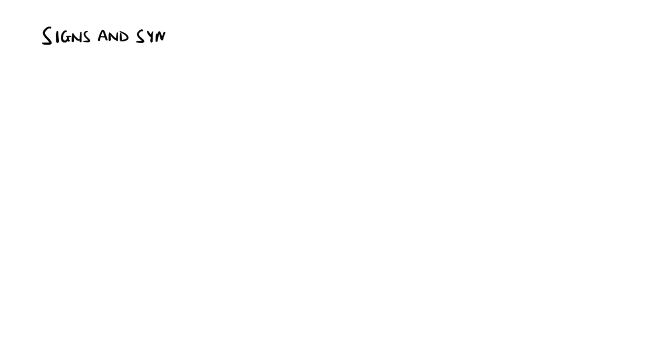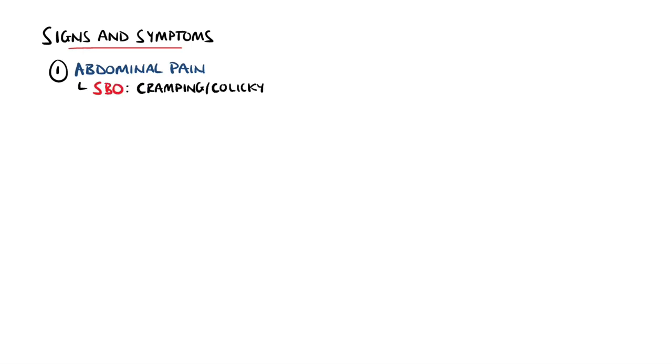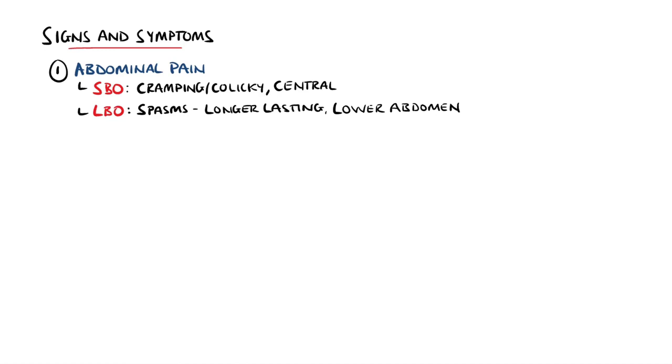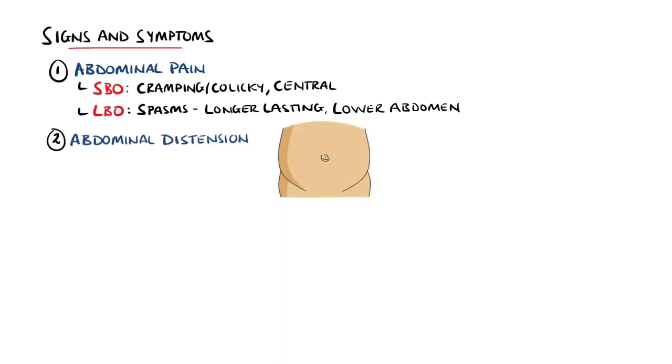Patients with intestinal obstruction will typically manifest abdominal pain, which in small bowel obstruction is usually a cramping or colicky pain in the center of the abdomen due to peristalsis that may be working against the obstruction. While in large bowel obstructions, the spasms typically last longer or are continuous and are felt lower in the abdomen. This pain is often accompanied with abdominal distension.